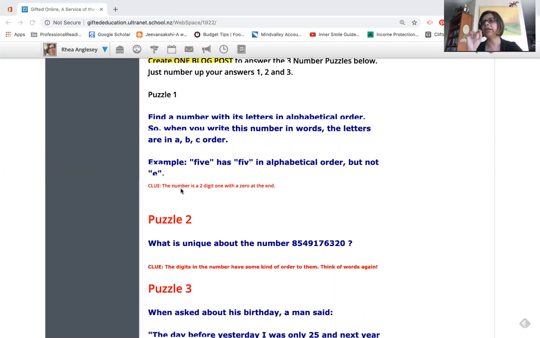We've got a little clue. The clues are given in tiny red font. The number is a 2-digit one, and it has a 0 at the end. So which means you look at all the 2-digit numbers, you take away the ones that don't have 0 at the end, focus on the ones that have 0 at the end, and then it narrows it down to only a few numbers to look at, and you may write them down in words. So you can look at the spelling, and then look and see which one has the letters in alphabetical order. That would be kind of a step-by-step way of solving it.